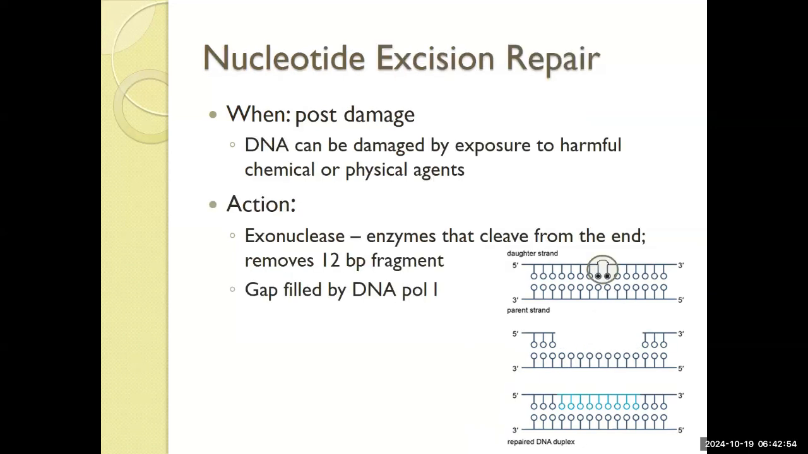Contrast this to nucleotide excision repair. This occurs whenever damage happens to the DNA after duplication. Damage from just life, chemical or physical agents, like a sunburn. Nucleotide excision repair involves exonucleases. These are enzymes that cleave from the end and they remove a large DNA fragment from the outside of one of the DNA sequences. That gap is then filled in by DNA polymerase 1, cleaning out the whole stretch.